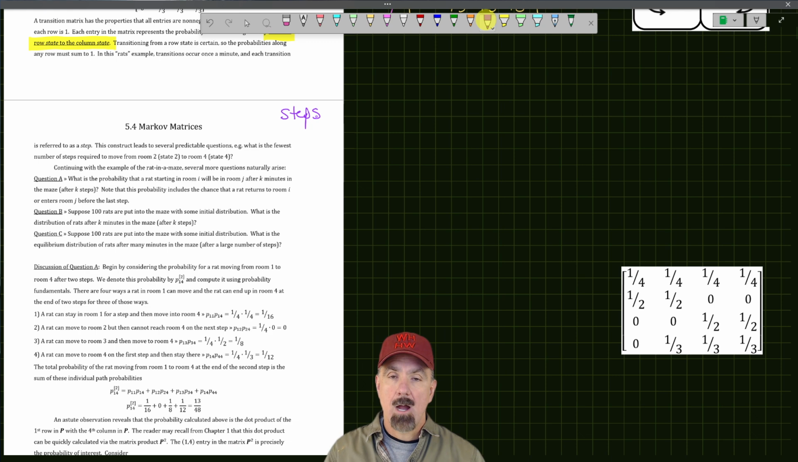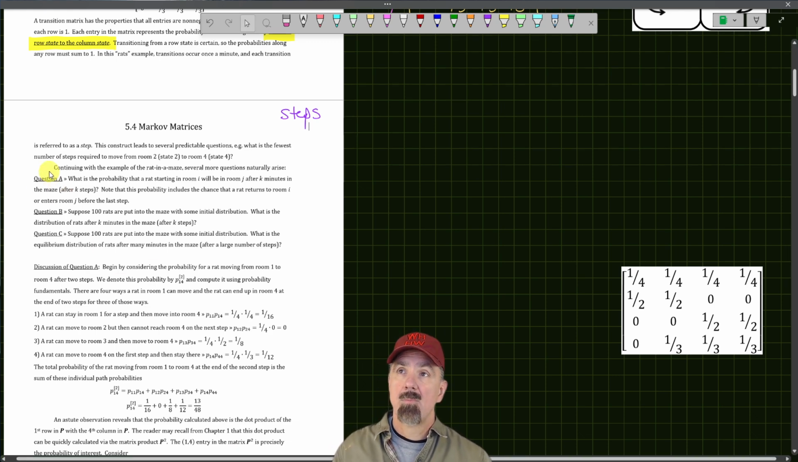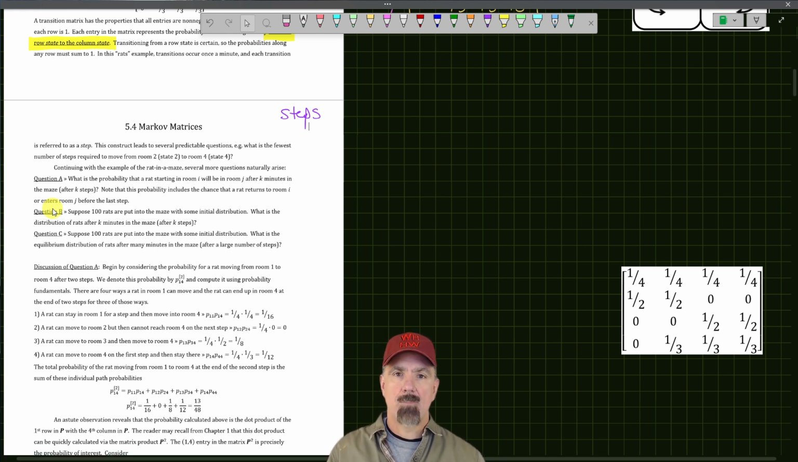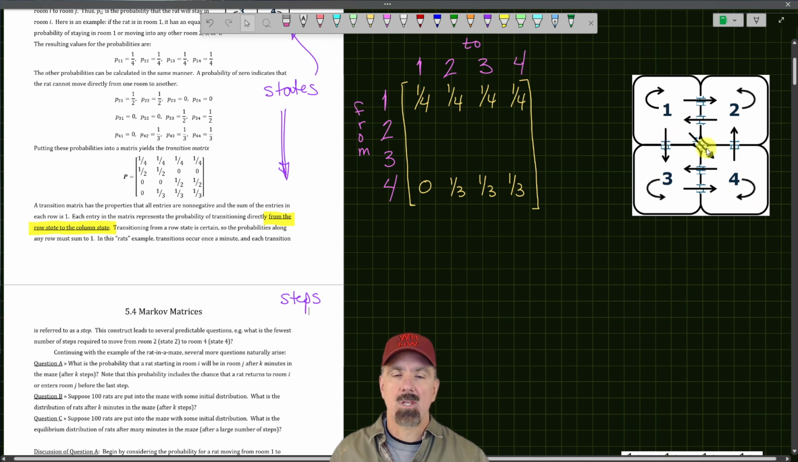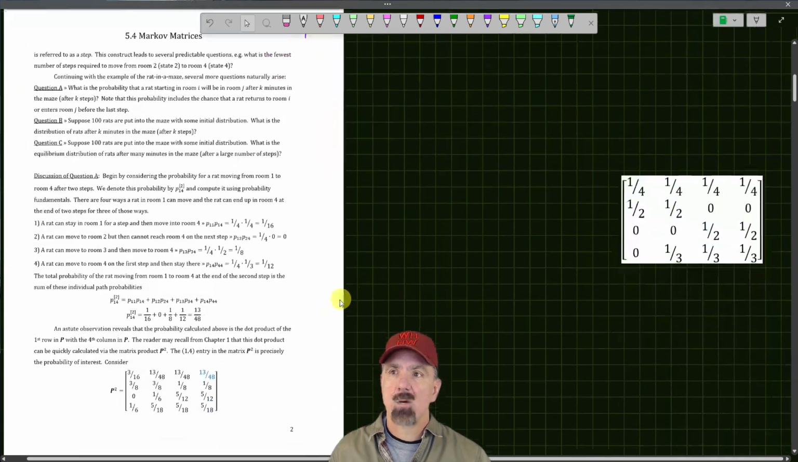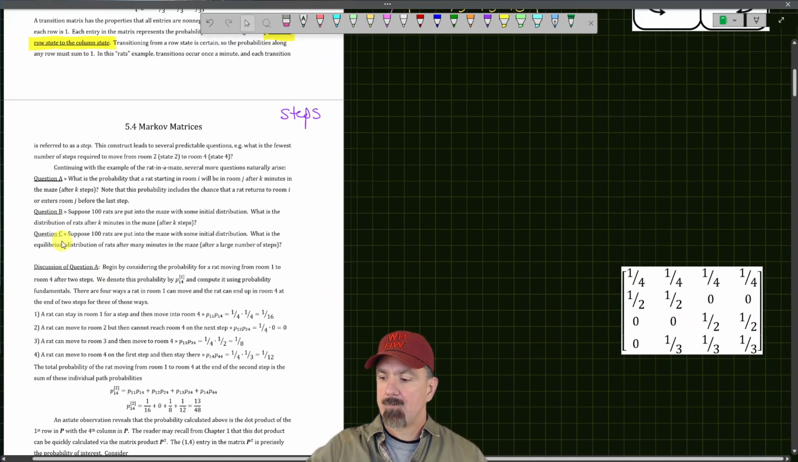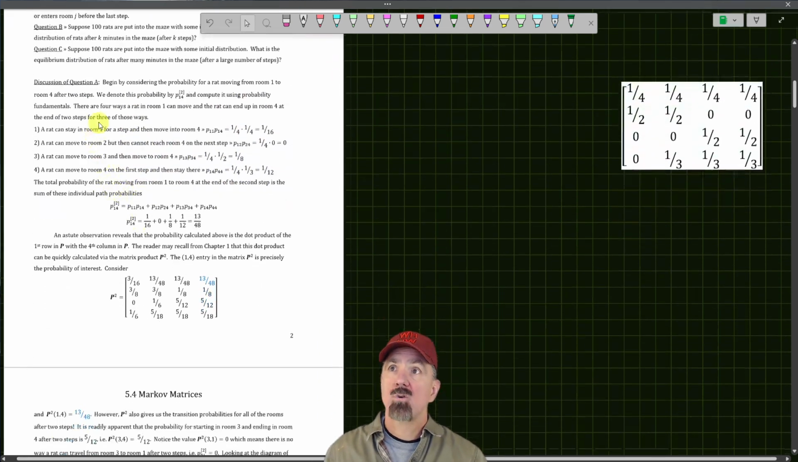And so some of the common questions are outlined here, right? The probability of getting from one state to another in a certain number of steps. B and C both have to do with distributions of the initial objects. So if we have a set of rats in our maze here, in our system, it's not really a maze, and we start with 100 rats in room 1, after 5 steps, what's the expected distribution of rats throughout all the rooms? Those are the types of things that we'll be looking at for questions B and C. All right, so let's start with question A. That's where this conversation begins.